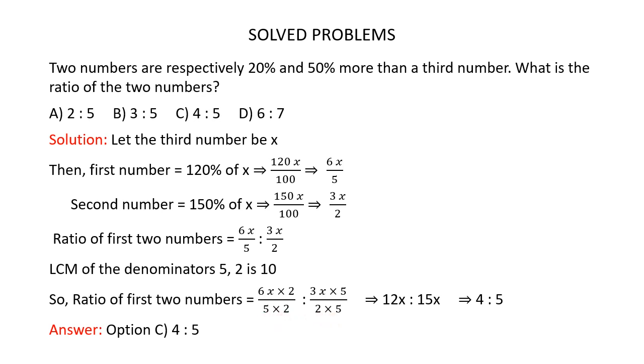Since the denominators are the same, you can cancel them out. So you're left with the ratio 12x is to 15x. You can cancel out the x in both the terms. And on simplifying, you get the ratio 4 is to 5. So the ratio of the first two numbers is 4 is to 5. So the correct answer is option C, 4 is to 5.